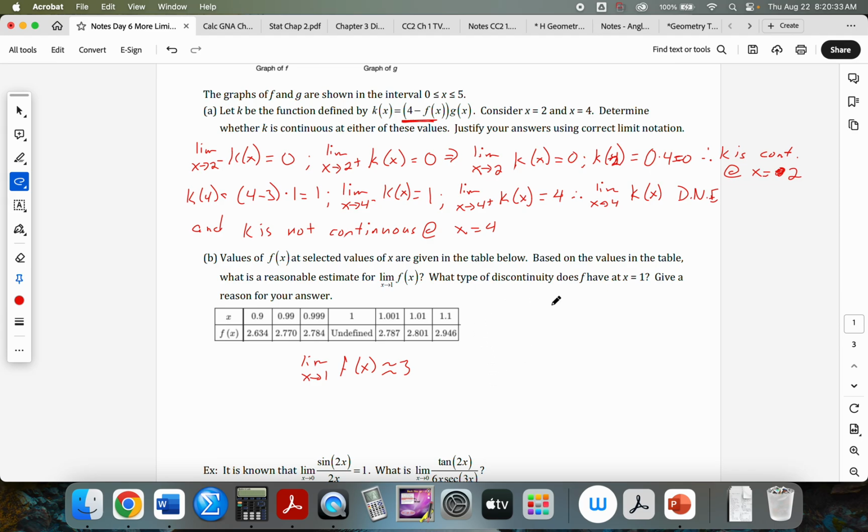So what type of discontinuity is this at x is equal to 1? Removable discontinuity. Yes, a removable discontinuity.